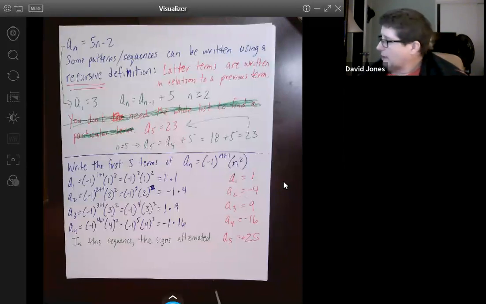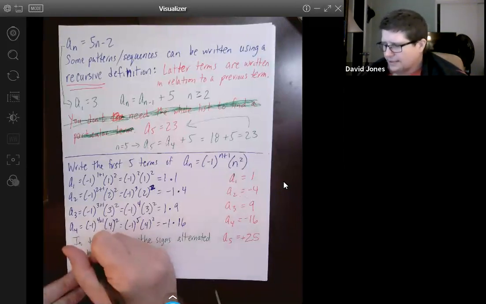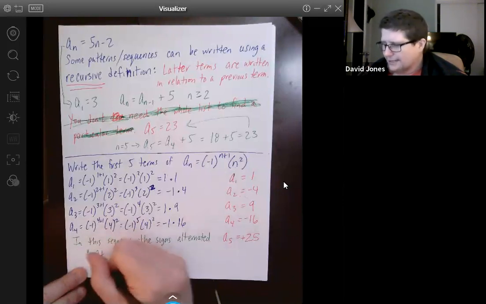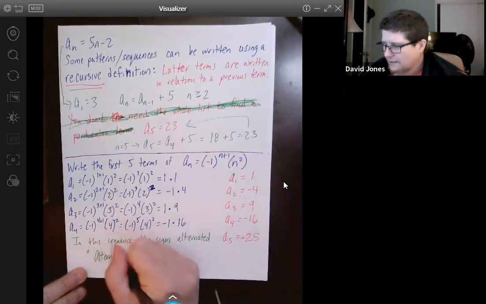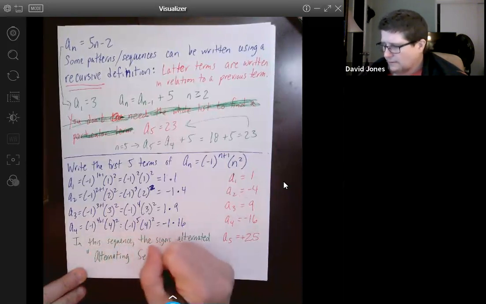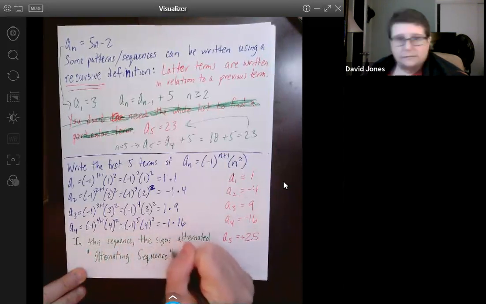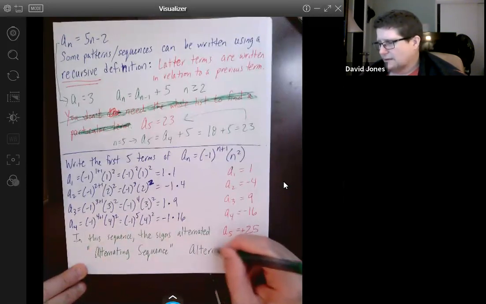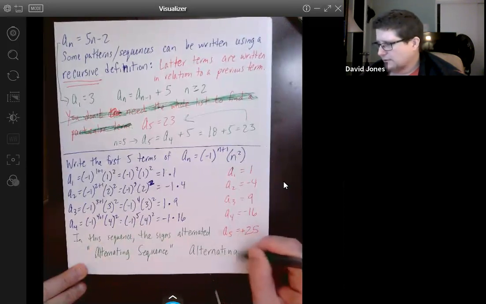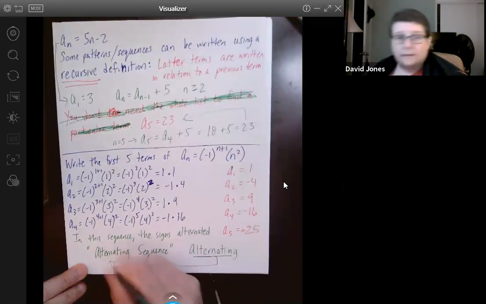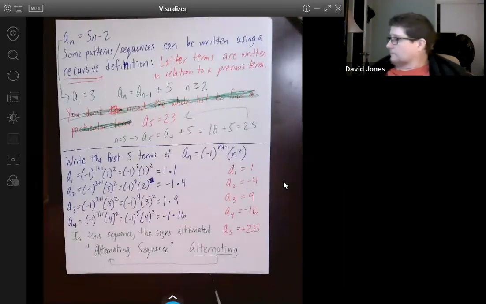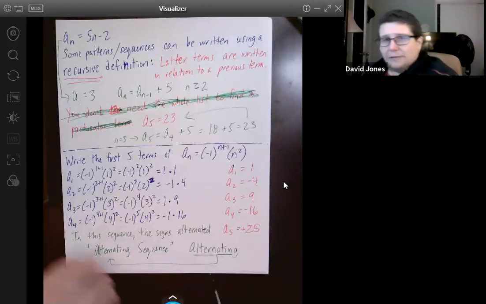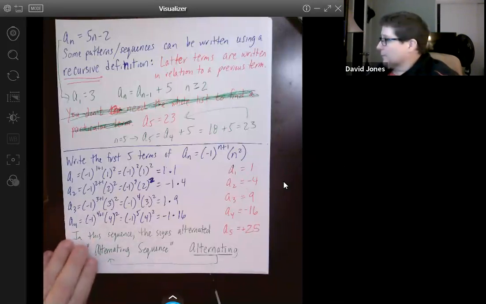When we have a sequence that alternates, we call it an alternating sequence. So it goes back and forth: positive, negative, positive, negative, positive, negative. This one started with a positive number. It doesn't have to. It could have started with a negative number.